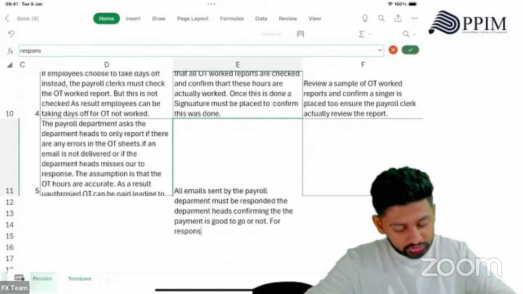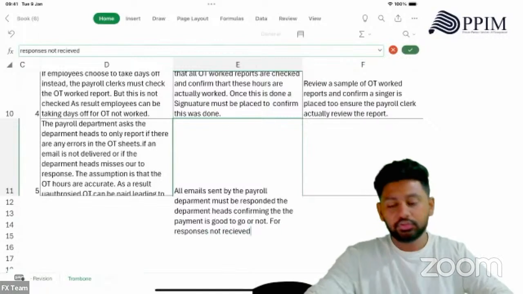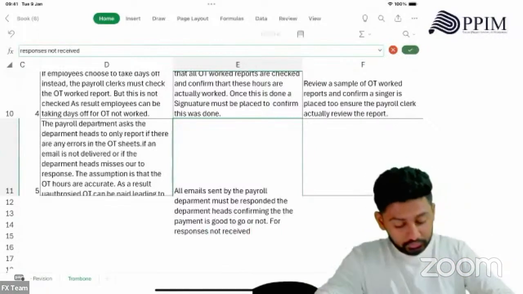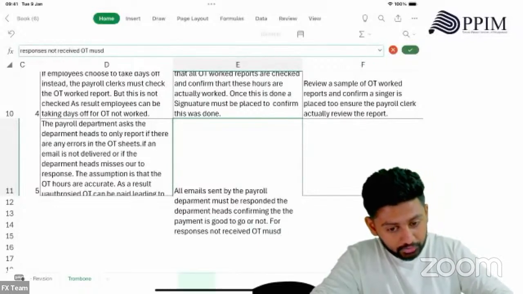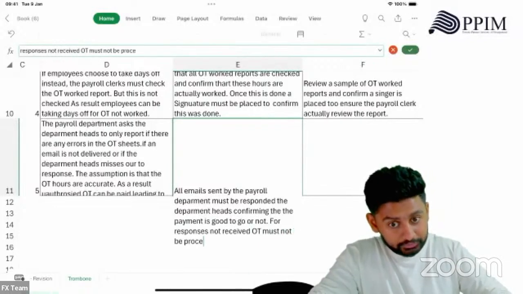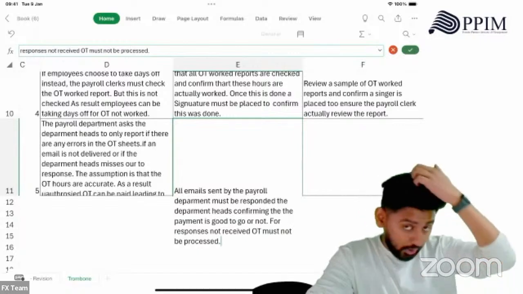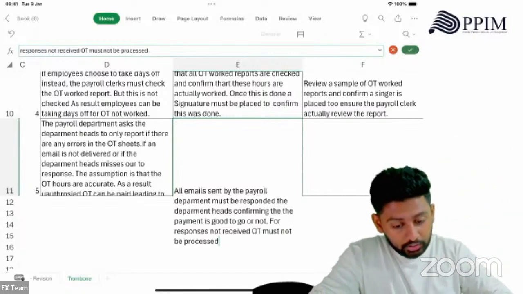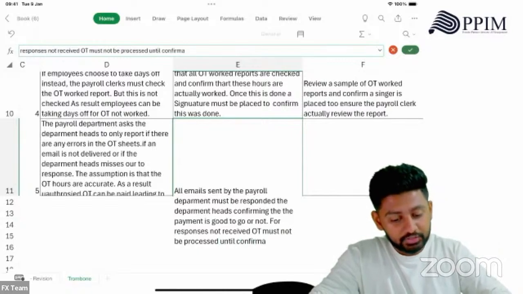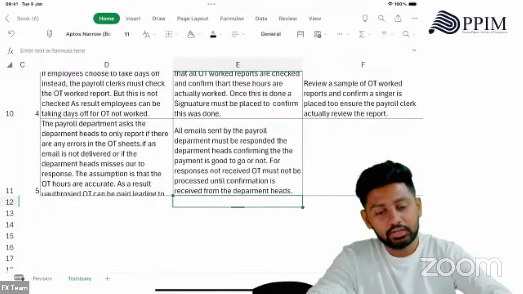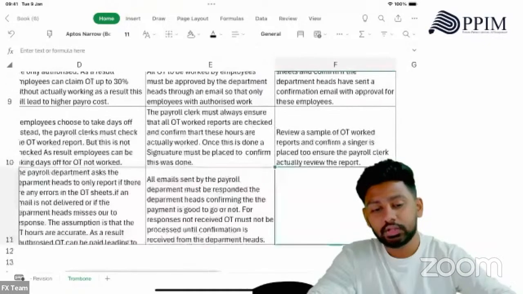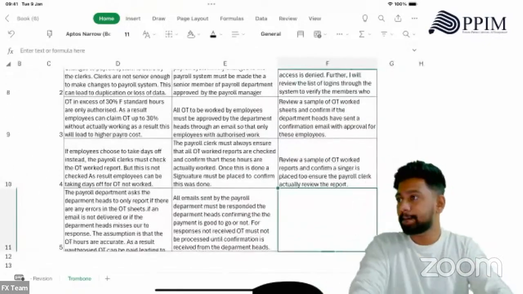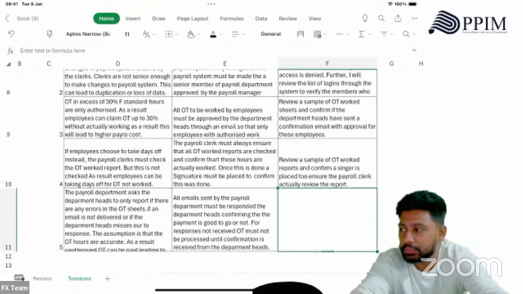For responses not received, if you do not receive the response, OT must not be processed. You can't process. Why? Because you have not got a confirmation until confirmation is received from the department heads. Are we clear?